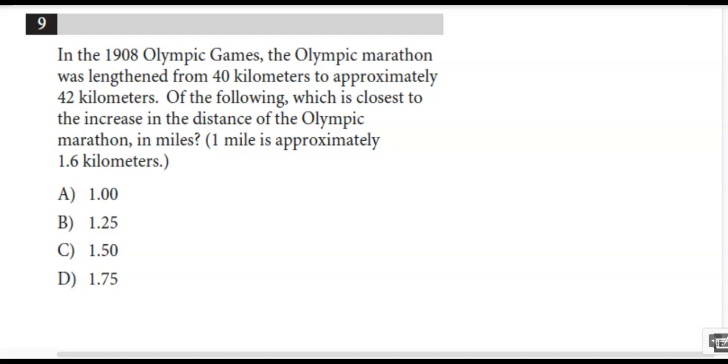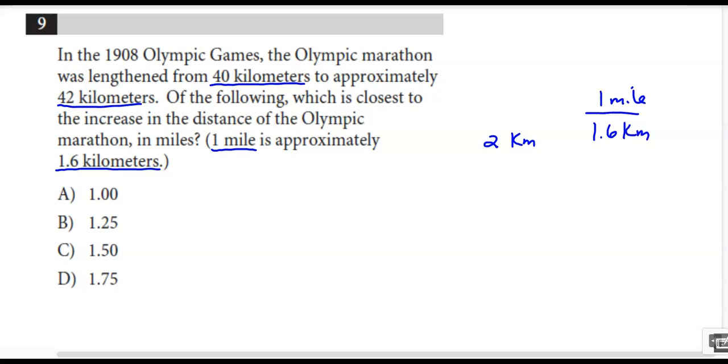So it looks like if we're going from 40 to 42, we increase by 2 kilometers. And now we need to figure out what that is in miles. So you can kind of do a little setup like this. They give me a conversion that 1 mile is 1.6 kilometers. All right. So I have 1 mile is 1.6 kilometers. So how many miles is 2 kilometers?